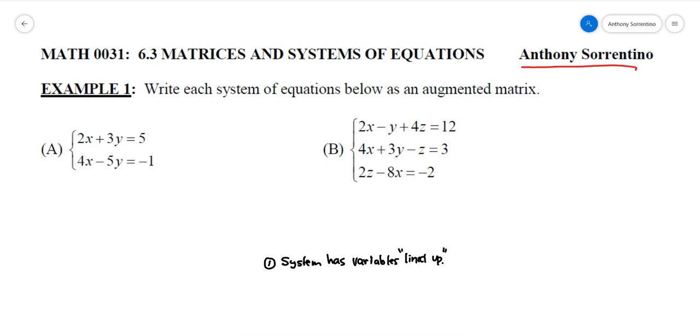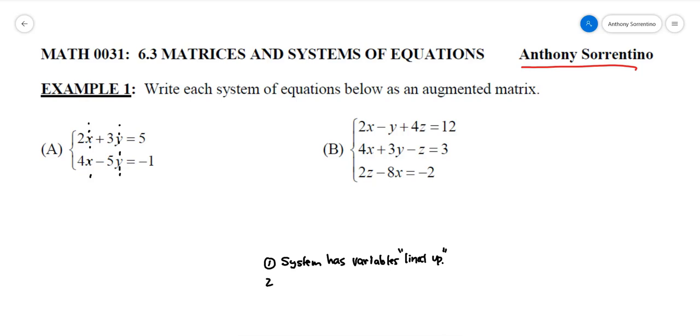That means I want to be able to see a solid column of X's, a solid column of Y's, a solid column of Z's, all lined up underneath each other. If I don't have that, I really should maneuver things around first to make sure that's happening. Now in A, it happens to be the case that it is happening.